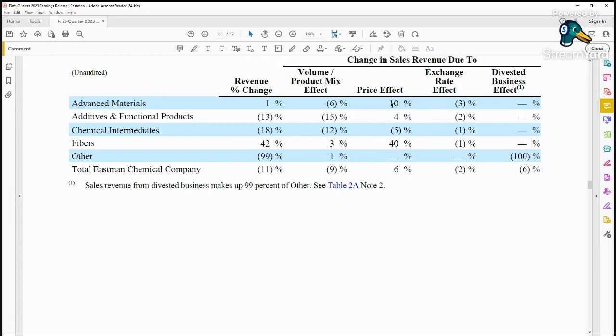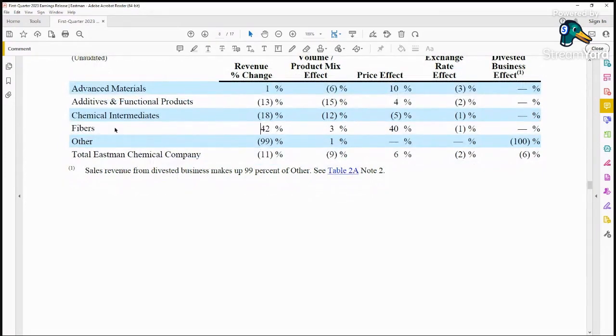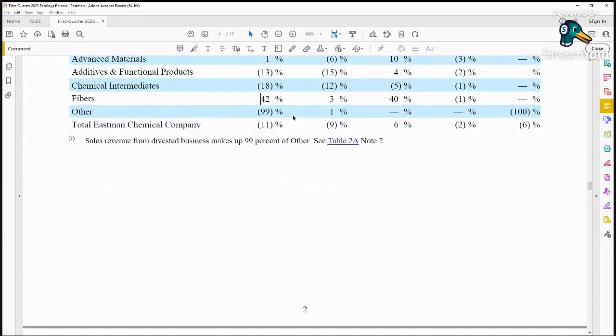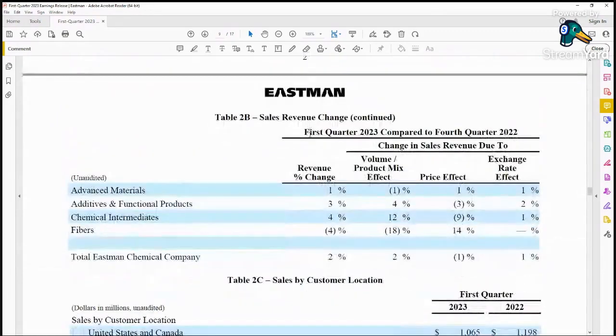We see that they rose prices 10% on advanced materials and still saw 1% growth. On additives, they raised prices 4% and saw a 13% decline. They dropped the price of chemical intermediates 5% and still saw an 18% decline. The fibers, they grew 40% on the prices and they saw a 42% increase. So fibers seem to be their growing and main source of business. And that's what they need to be focusing on, which they talked about up above.